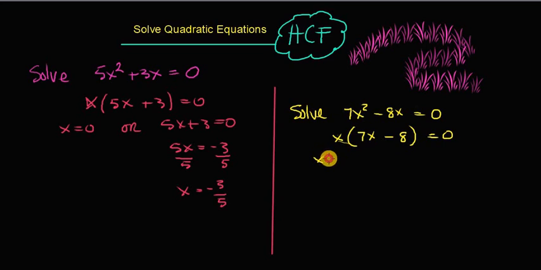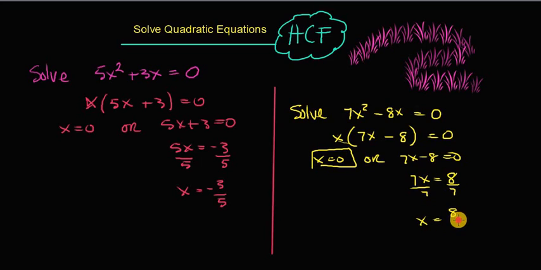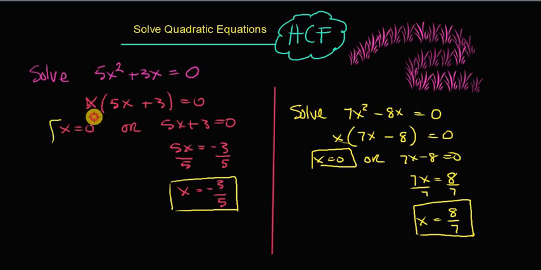And now I can say that x equals 0, or 7x minus 8 equals 0. So that's one solution. On 7x minus 8 equals 0, that means that 7x is equal to plus 8. And divide both sides by 7. I'm going to get x is equal to 8 over 7. And I'll identify that with a box around it too. And I should have done the same here maybe. Okay, my two solutions.